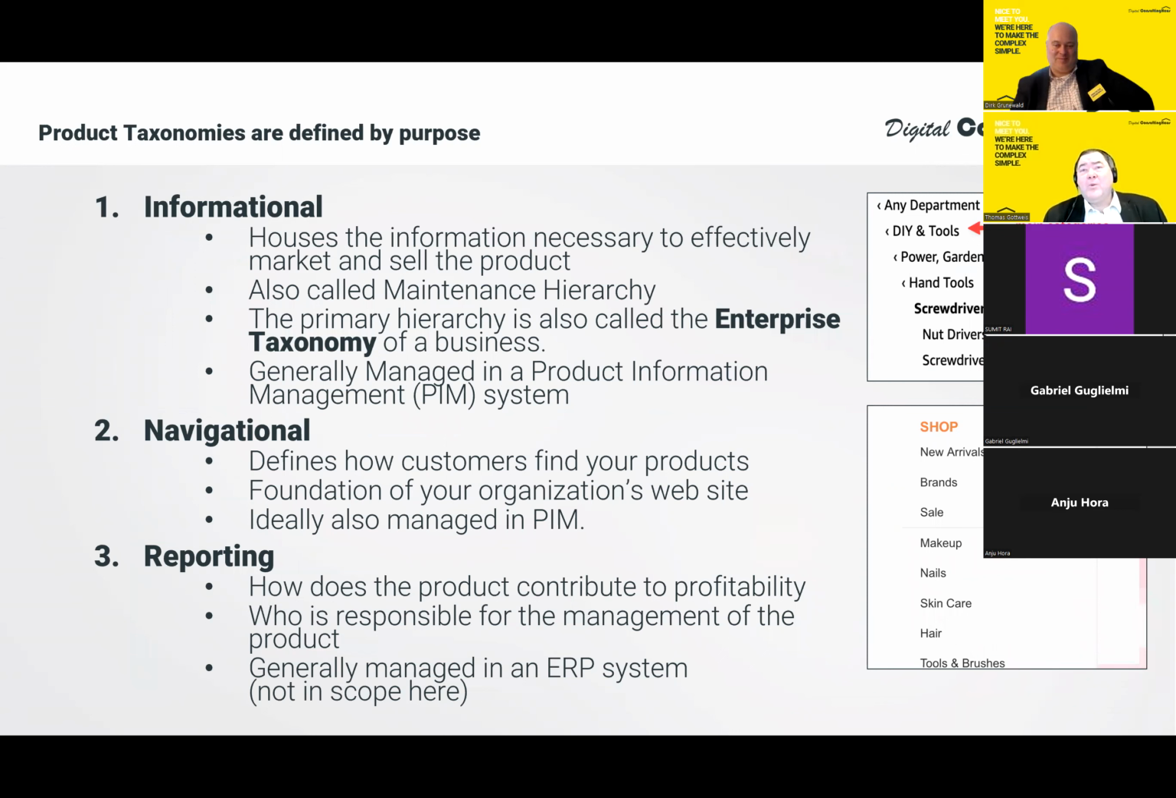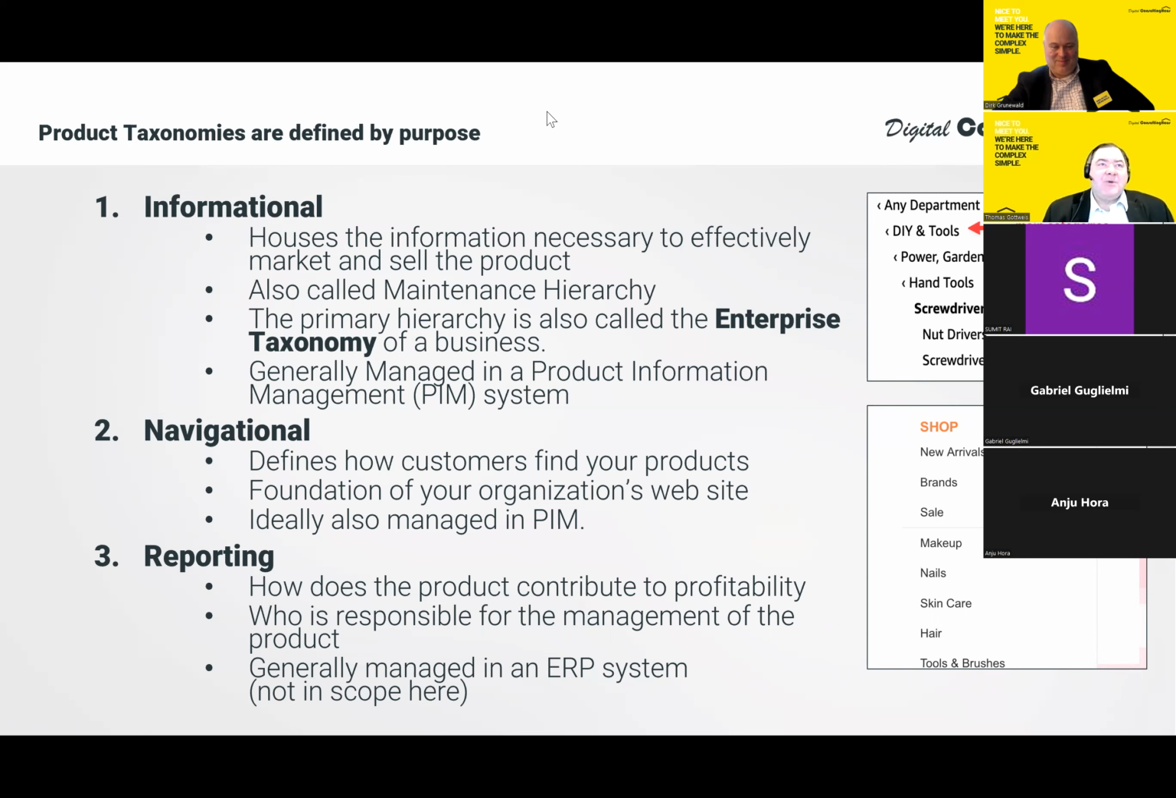So when we're talking about enterprise taxonomies, we can actually define those almost in a taxonomy. There's really three different kinds that I like to think about. And the first kind of enterprise taxonomy is informational. So there we keep all of the information about the items that you sell, or in some cases the services that you sell in the businesses that you run. Sometimes it's referred to as a maintenance hierarchy because that's where you maintain the data for the items that you sell.